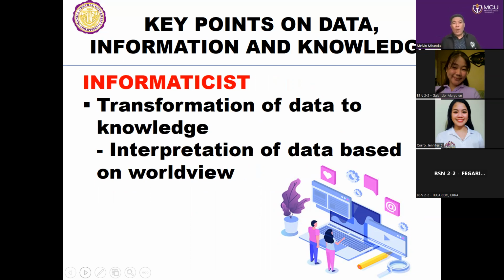The informaticist is the one who will turn this data into knowledge: data, information, and knowledge, and how this could be useful for our nurses.